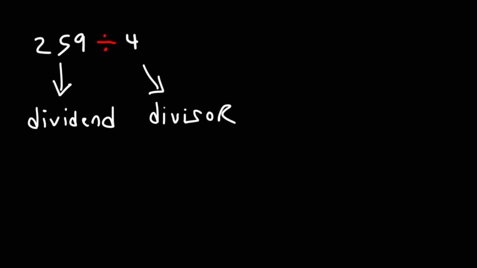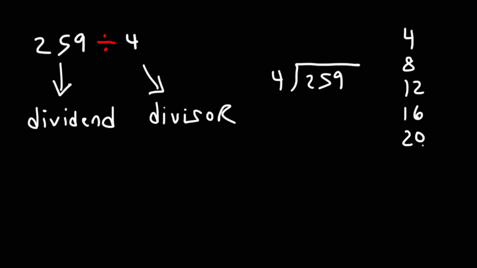So let's do a long division problem. What is 259 divided by 4? So we know 4 doesn't go into 2, but how many times does 4 go into 25? Well, if we make a list of the multiples of 4, we have 4, 8, 12, 16, 20, 24, 28, 32, 36, 40.